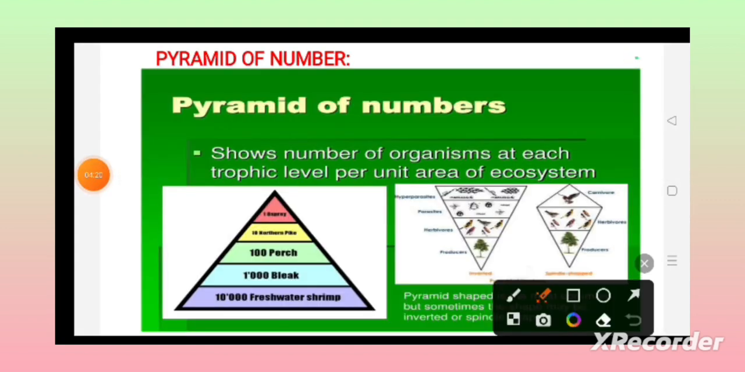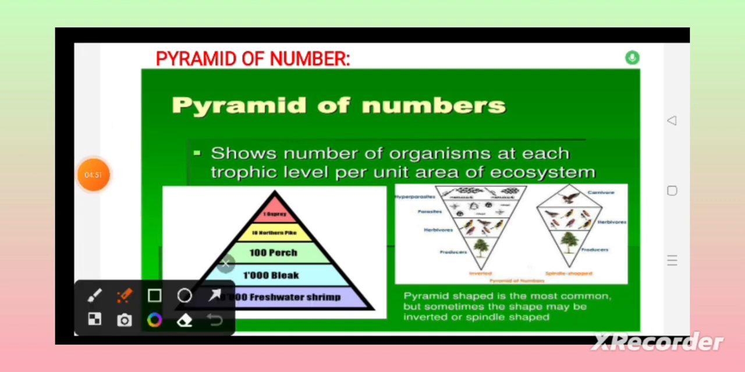Pyramid of number. In the pyramid of number, each trophic level is occupied by different types of organisms, which are very few in number. The number decreases as we go to the top of each trophic level. When we cross one trophic level, there is a reduction in the number of organisms, which shows an upright shape in the case of the pyramid of number in the terrestrial ecosystem.